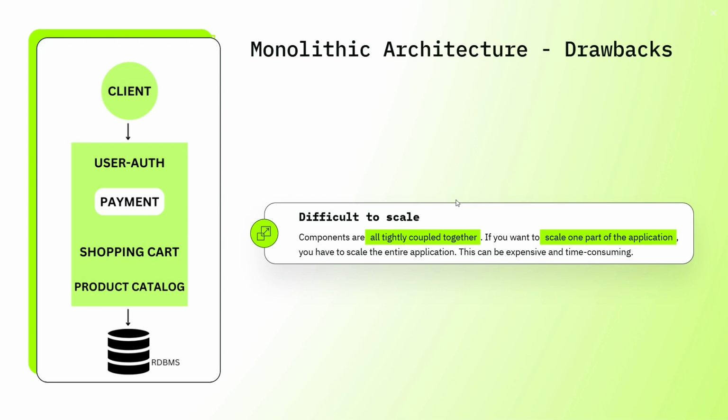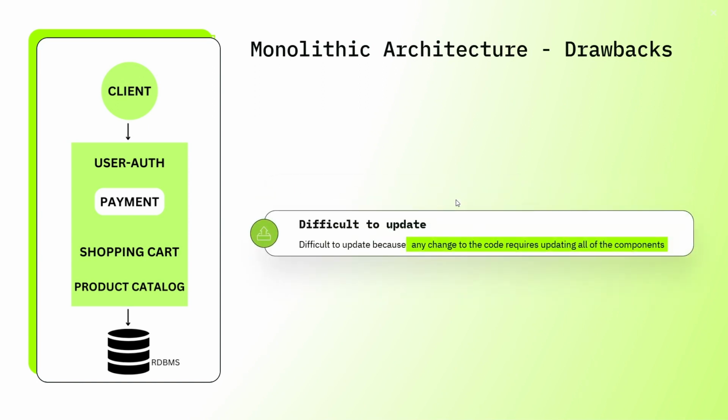One of the major drawbacks of monolithic applications is that they are difficult to scale, as all the components are tightly coupled. If you want to scale any part of the application, you have to update the entire application, which is expensive and also time consuming. And the next drawback is that they are difficult to update. If you make any change to the code, it will affect the other components, so you have to update the other components too. And if your application is handled by teams, it is even more difficult for them to manage things.